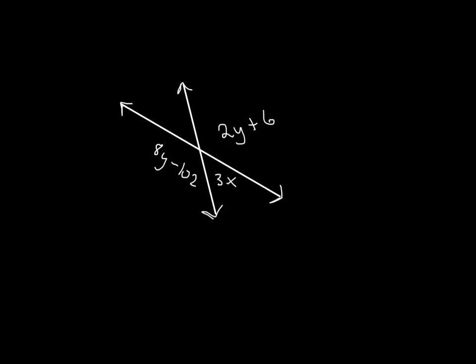So in this example, it's not two parallel lines, right? But it's just two lines that intersect at a point. But I can still use angle relationships to solve for y and x. So I know, for example, that this right here is a straight angle, right? So I know that the 2y plus 6 plus 3x should be equal to 180.